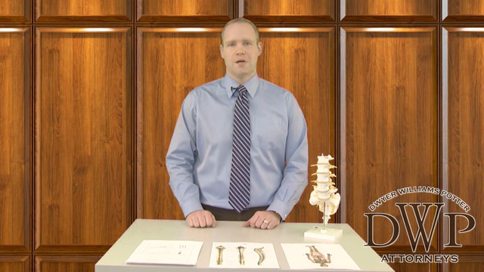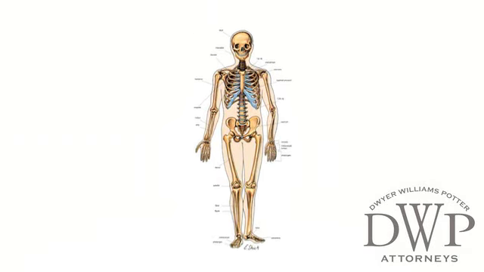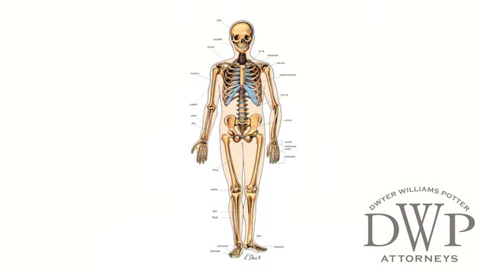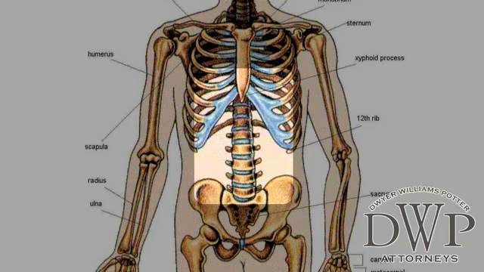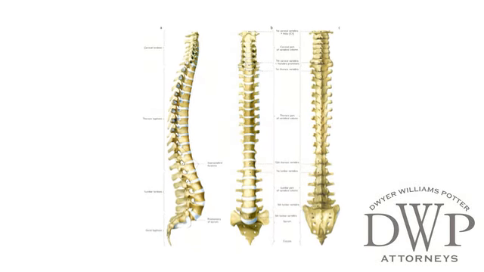I'd like to talk today about the spine. As you can see in the diagram, the human body is composed of bones over which muscles and the skin lie. Today we're going to focus on the back, and you'll see that in the middle of the diagram, just below the sternum. The spine is comprised of several areas.